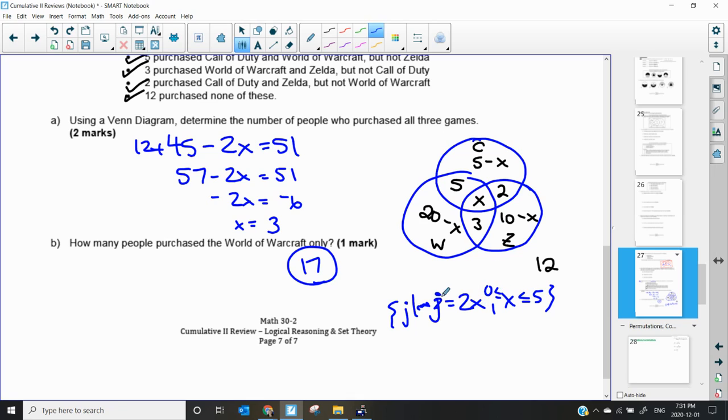So for example, 2 times 0 would be 0. 1 times 2 would be 2. We're assuming that we're told that x is an element of the natural numbers, or whole numbers in this case. And so 1 times 2 was 2, 2 times 2 is 4, 3 times 2 was 6, 4 times 2 is 8, and 5 times 2 is 10. And then that would be the set that we would actually be working with.